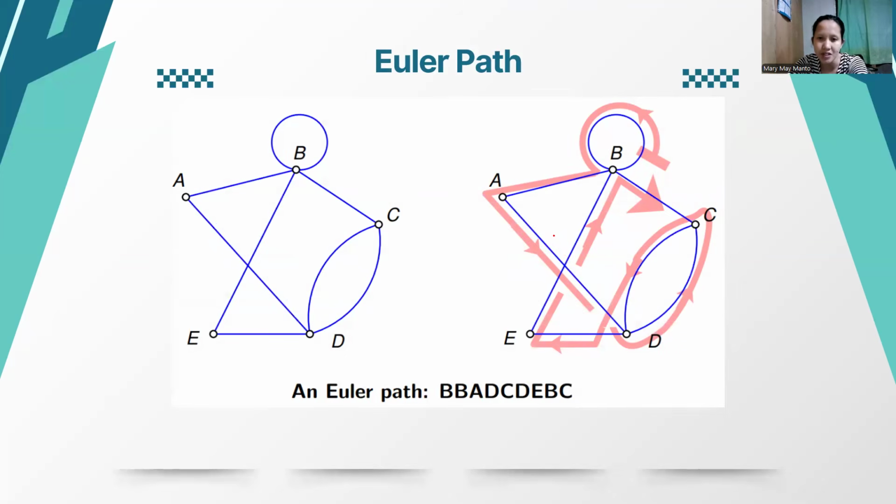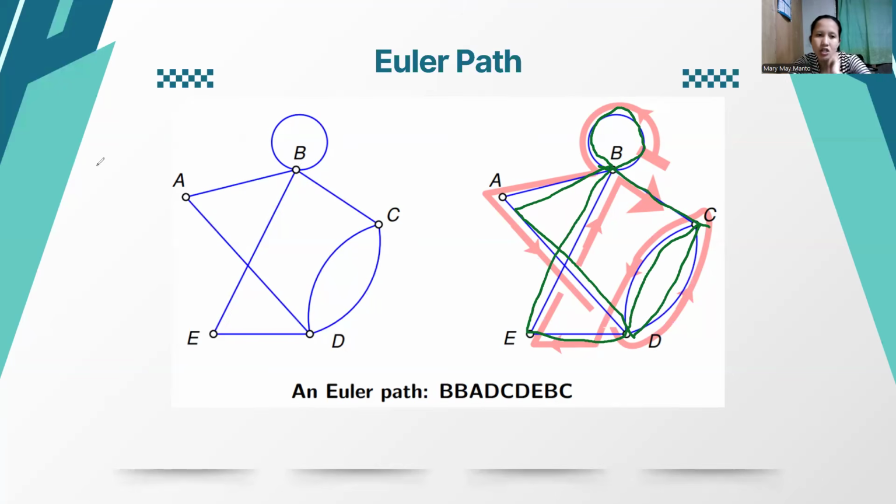So an Euler path is written in this manner: B, A, D, C, D, E, B, C. How are we going to trace that? One of the Euler paths that we can find is, as you can see, a loop. So you start with B, then you travel to A, then to D, then to C, then to D, to E, to B, and to C.